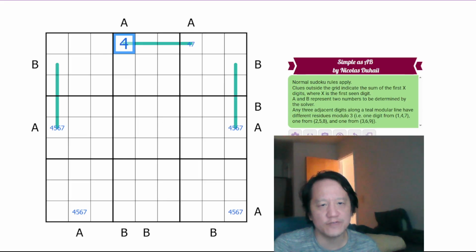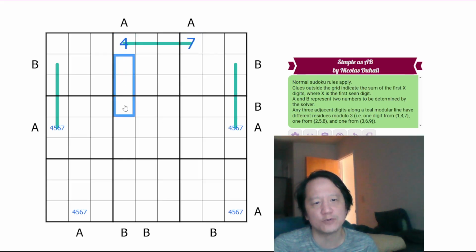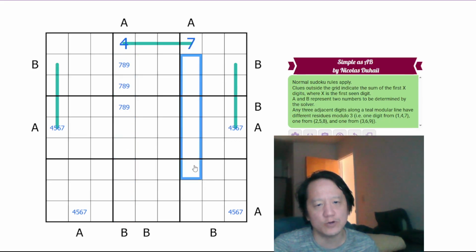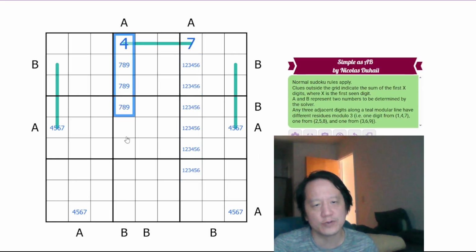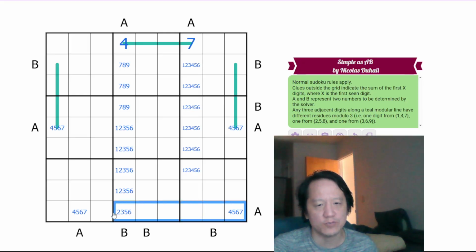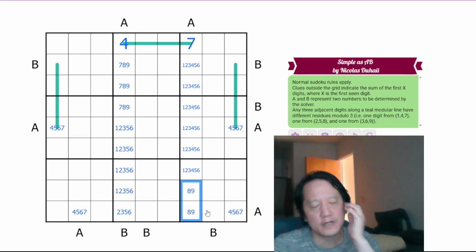So this has to be 4 here, which makes that 7. Therefore, this is 7, 8, 9. That means the rest of this has to be 1 through 6 here to add up to 28. This is 4 through 9 to add up to 28 there. So this is 1, 2, 3, 5, and 6. B cannot be 1 for the same reasoning, because then all of these would be 1 for these B's. This has to be an 8 and 9 pair there.